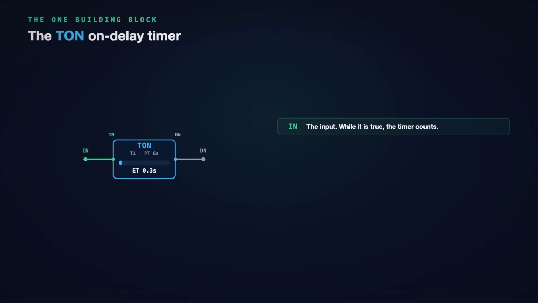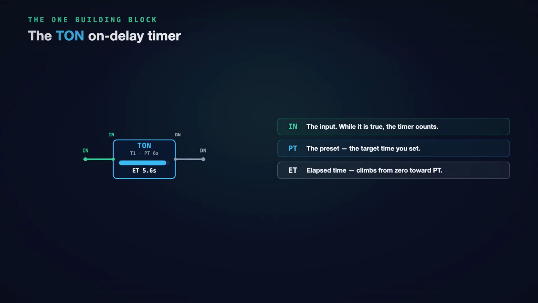Give it an input, and while that input stays true, its elapsed time counts up from 0 toward a preset value that you set. The instant elapsed reaches the preset, the timer's done bit, labeled DN, snaps on, and it stays on for as long as the input holds. That is the entire device. Input true, count up, hit the preset, fire the done bit.